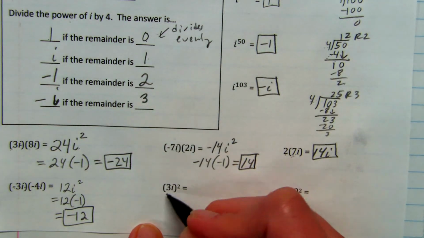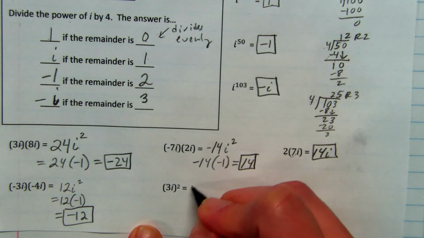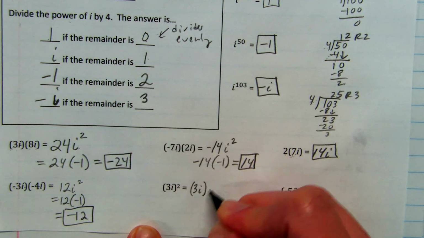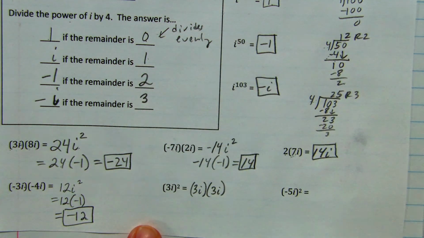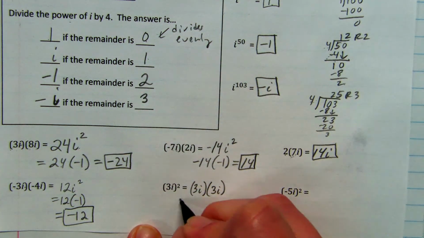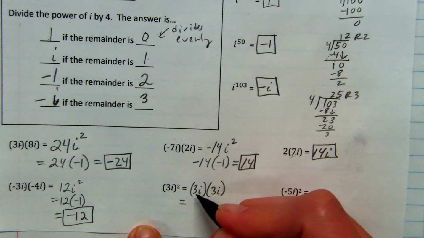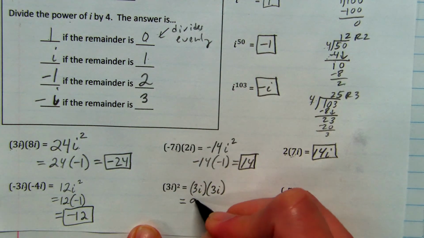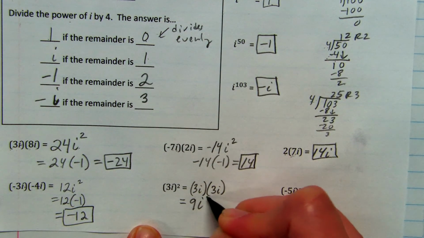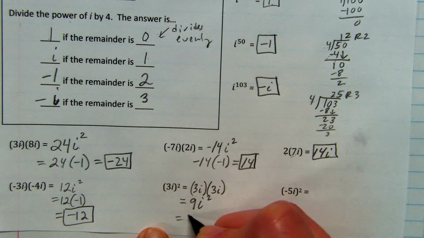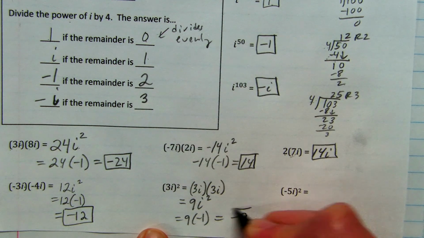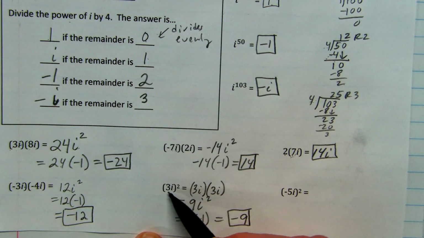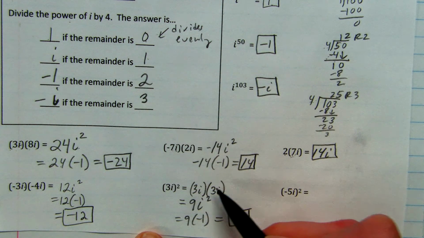So when they have 3i in parentheses squared, that basically means we're going to take 3i times 3i, and a lot of people like writing that out because it makes more sense to them. Then I go, oh, 3 times 3 is 9, i times i is i squared, which means 9 times -1, so my answer is -9. So when you see that squared, I would actually write that out and make it into that multiplication problem.